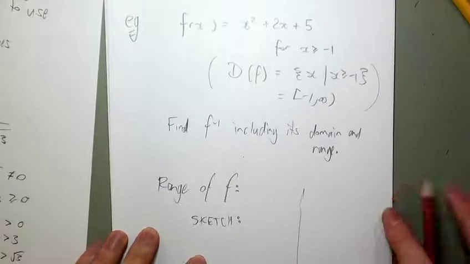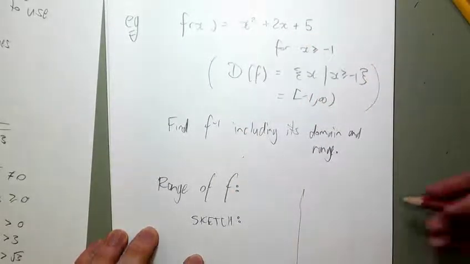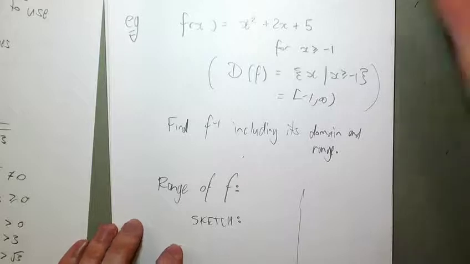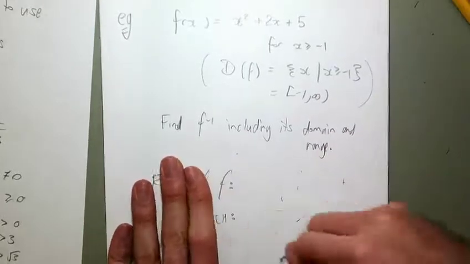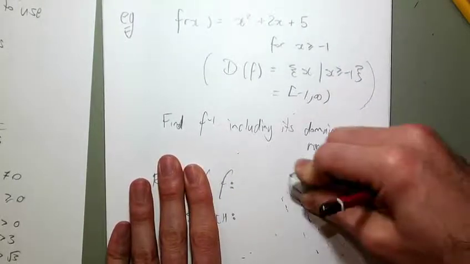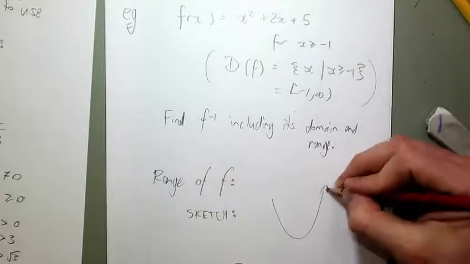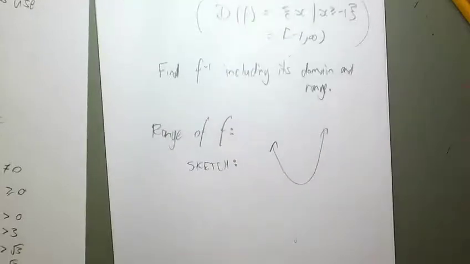I know it's a parabola and I know it's facing upwards. I don't know where it is yet, but I do know, at the very least, it goes up like that. That's my first pass at a sketch. So definitely this function ought to be able to produce any number high enough. Okay, my function goes upwards. I should be able to produce any big number because it's a parabola that faces up.